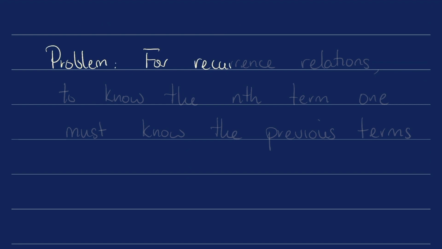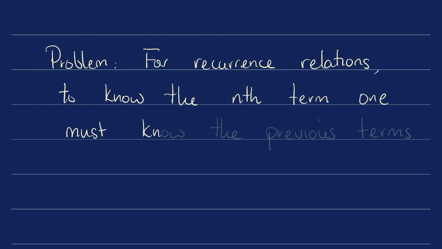The problem with recurrence relations is that they are defined recursively. So if you want to know what the nth term is, you have to calculate and know previous terms, and those terms depend on terms before that, and those terms depend on terms before that, etc. It can be really time-consuming to figure out the term that you want.